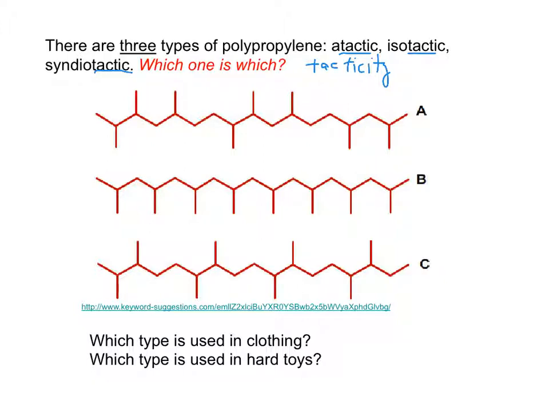And the answers are, the type used in clothing is atactic polypropylene, the type used in hard toys is isotactic polypropylene. Just like with HDPE and LDPE, how close the chains pack together determines those properties.